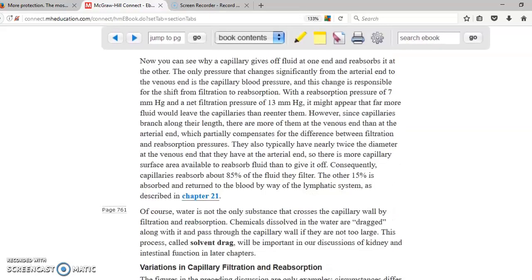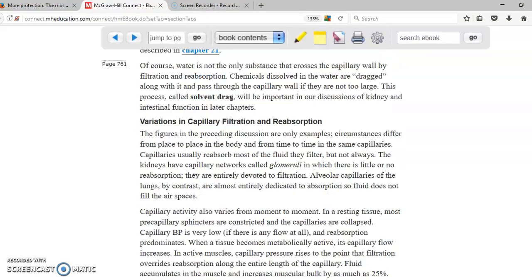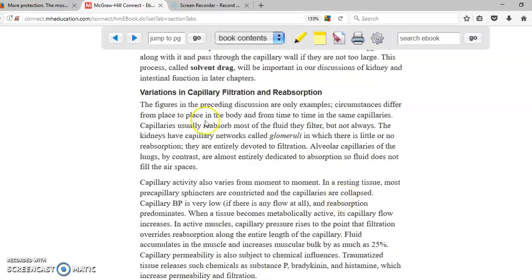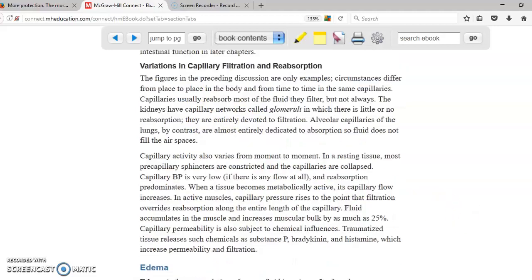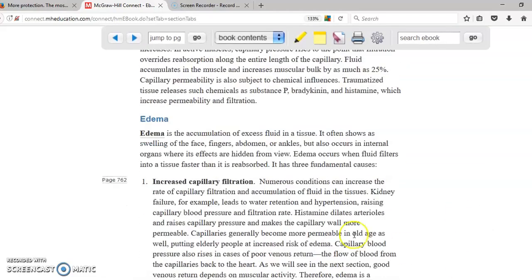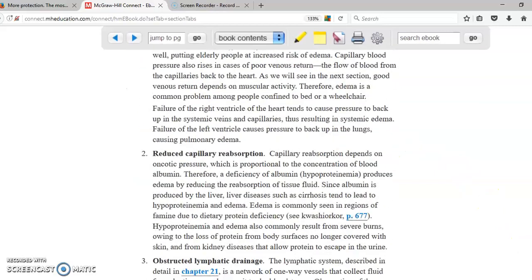So if we keep scrolling down, we said variations in capillary filtration and reabsorption. Obviously, there's always going to be variations because we are always having different physical activities and different metabolic needs, and because of that, the filtration and reabsorption at the level of the capillaries must be adjusted. So if we keep scrolling down, edema is not something normal, right? That's the accumulation of excess fluid in a tissue, but you don't need to know that because that's not normal.